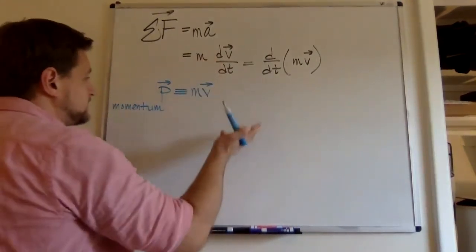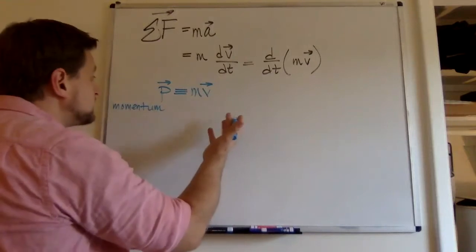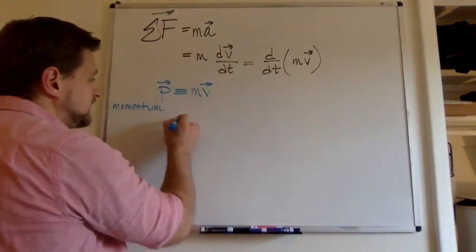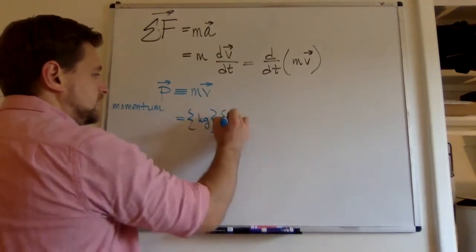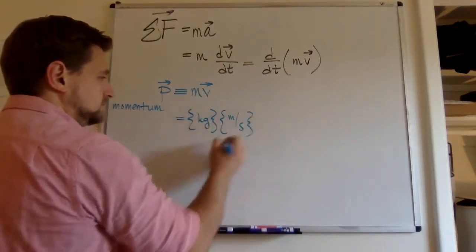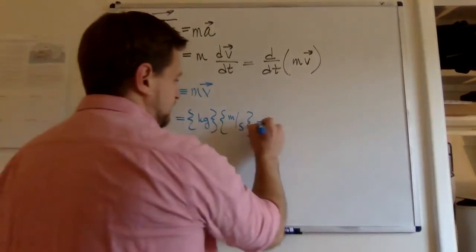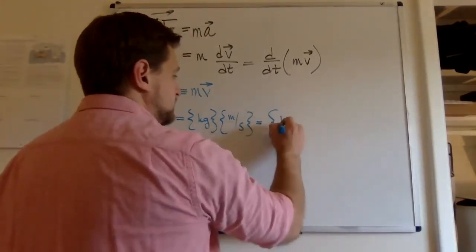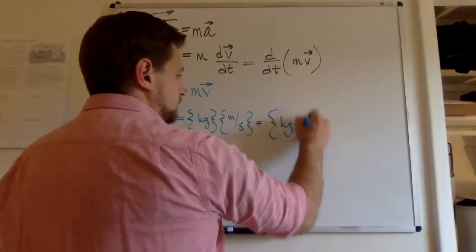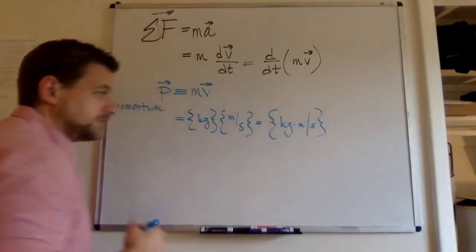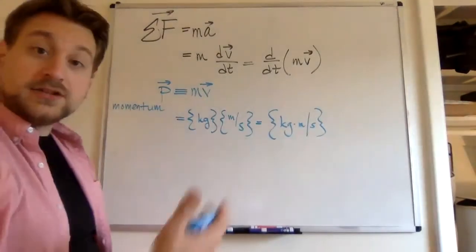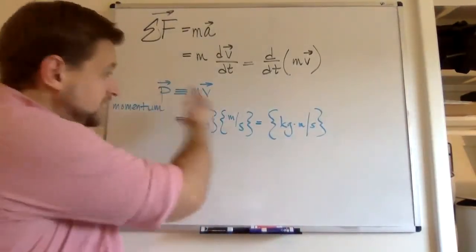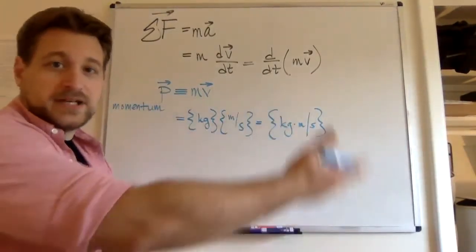Okay, so let's see. The units for this new animal are kilograms times meters per second. And in fact, that's the unit that we'll use to talk about momentum. We don't have a nicely packaged unit like newtons for momentum. It's just kilogram meter per second.